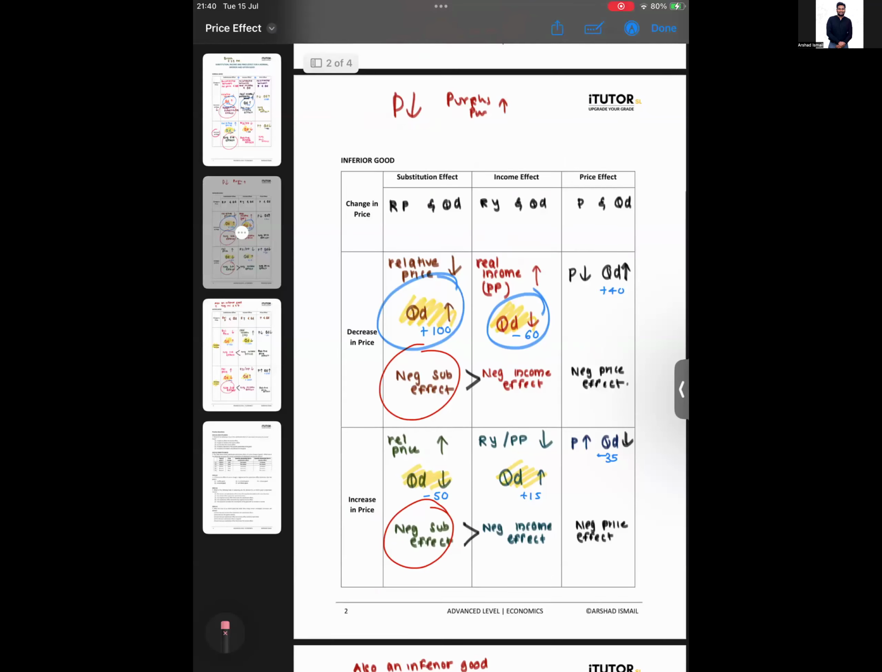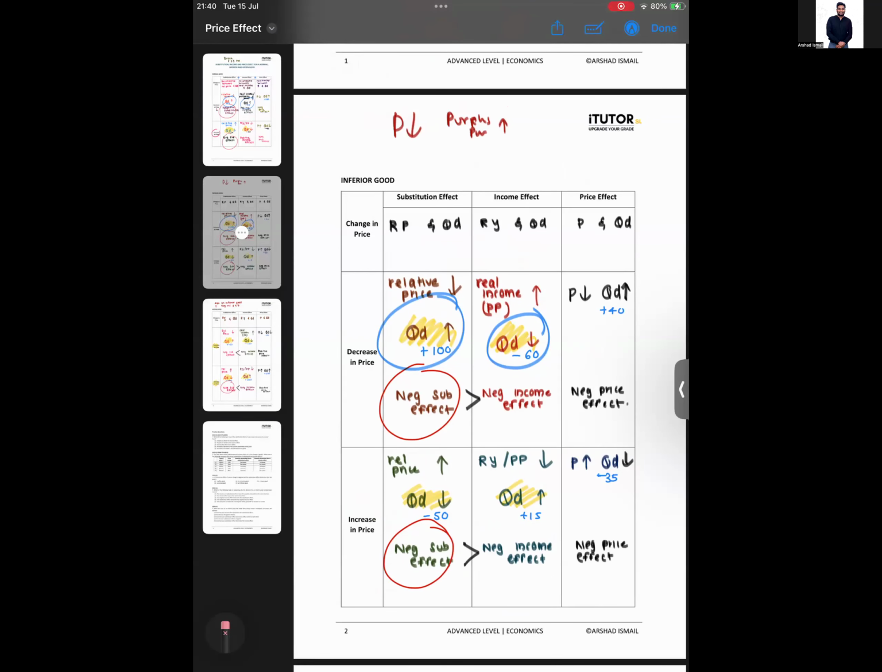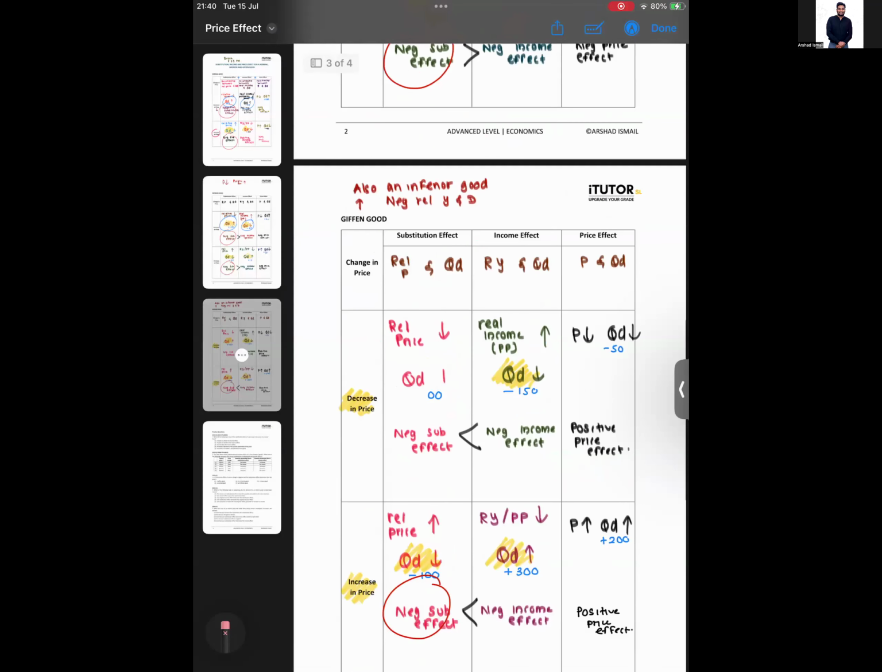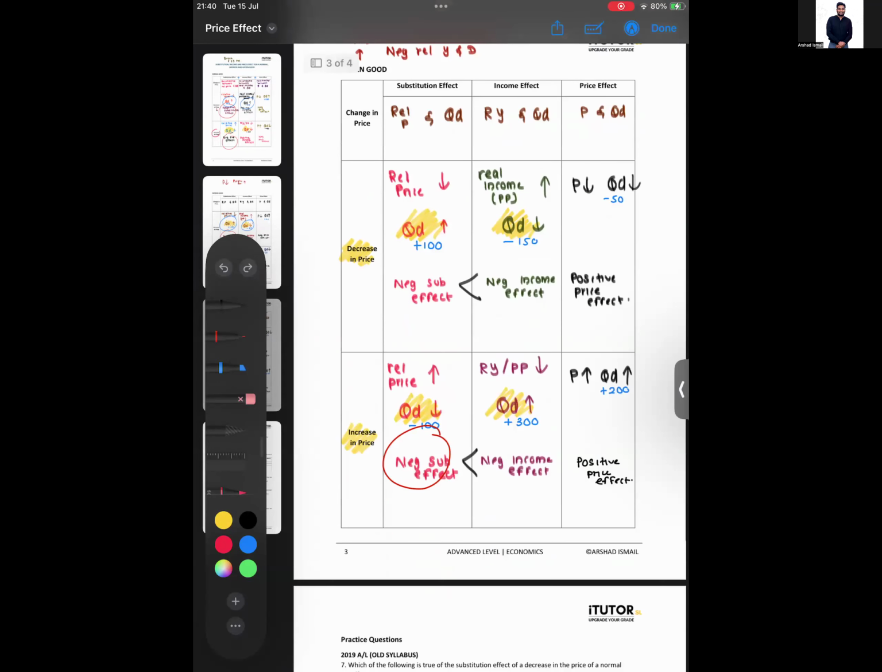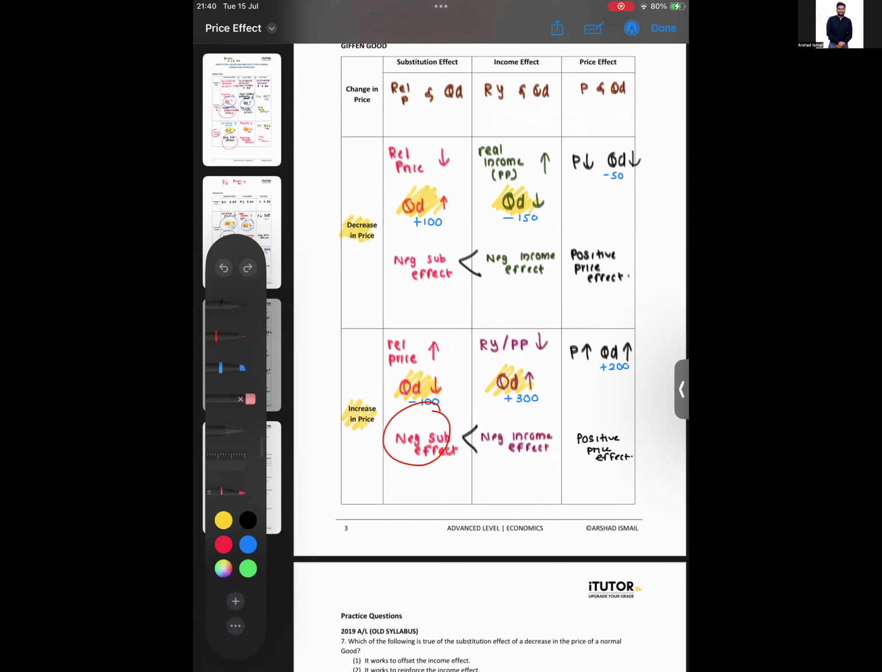This is the inferior good page. So when answering this, the empower-offset part: for a normal good, both go in the same direction. Substitution effect will say QD is increasing, income effect will also say QD is increasing. That means they're going in the same direction, so they are enforcing each other. But in inferior and Giffen, they're going in opposite directions. This one is saying I am increasing, this one is saying no, based on me, QD is reducing. So they're offsetting each other. That is what that means. Don't worry too much about it.